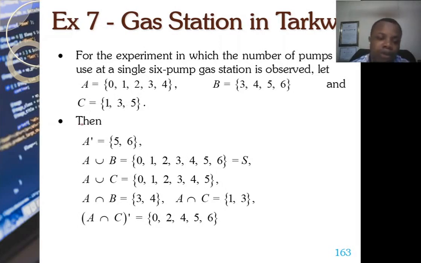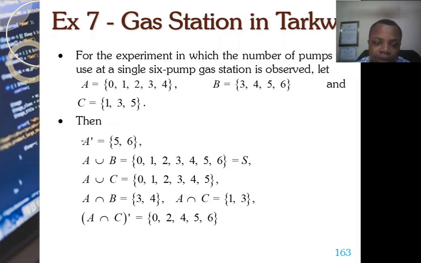So with this, let's see how we come up with these properties that we just talked about. Once we talk about A complement, remember that this refers to elements that are not found in the original set, event A. Now remember that we did have 6 pumps, and looking at this, the elements that we cannot find in this are 5 and 6.